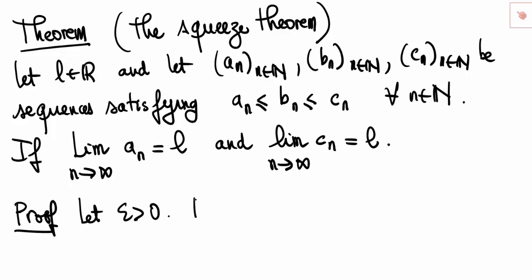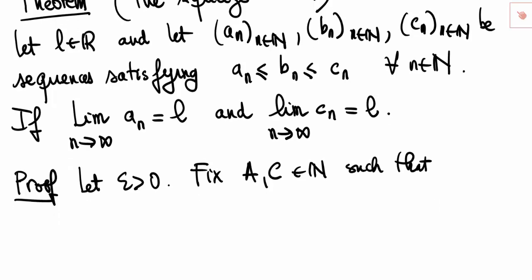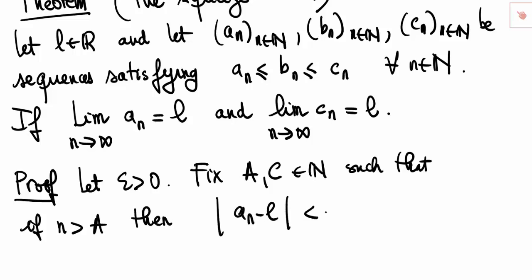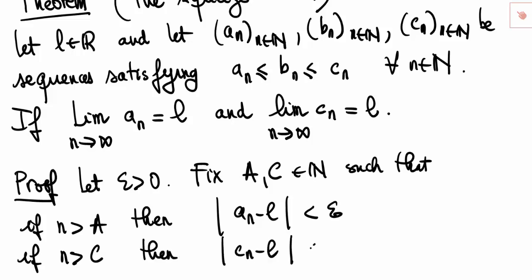By assumption, we may choose fixed natural numbers a and c such that if little n is greater than a, then the distance between An and L is less than epsilon, and if n is greater than c, then the distance between Cn and L is less than epsilon.